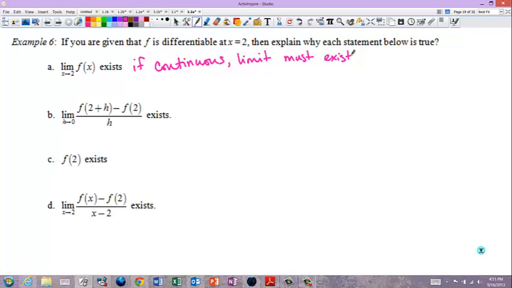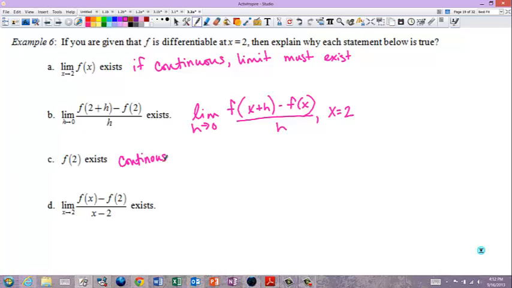B, that is the definition of the derivative. The limit as h approaches 0 of f of x plus h minus f of x over h, where x is 2. So that's actually the definition of the derivative. f of 2 exists because if it's differentiable, it must be continuous, and if it's continuous, then it exists. This is the alternate definition of the derivative. The limit as x approaches c of f of x minus f of c over x minus c, where c is 2. That's the alternate definition of the derivative at 2.